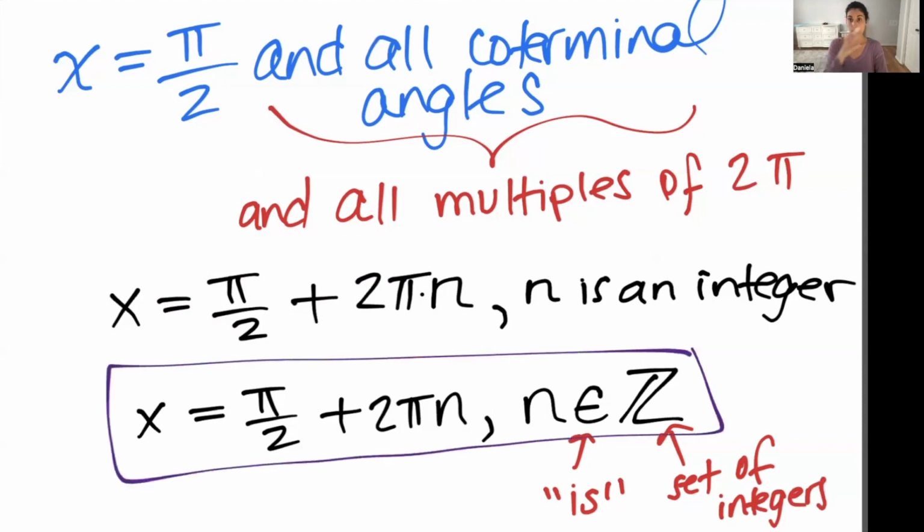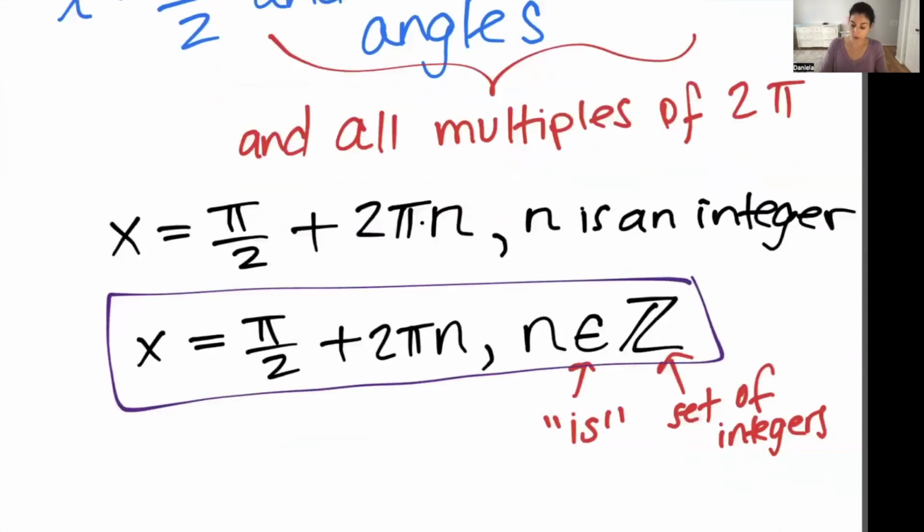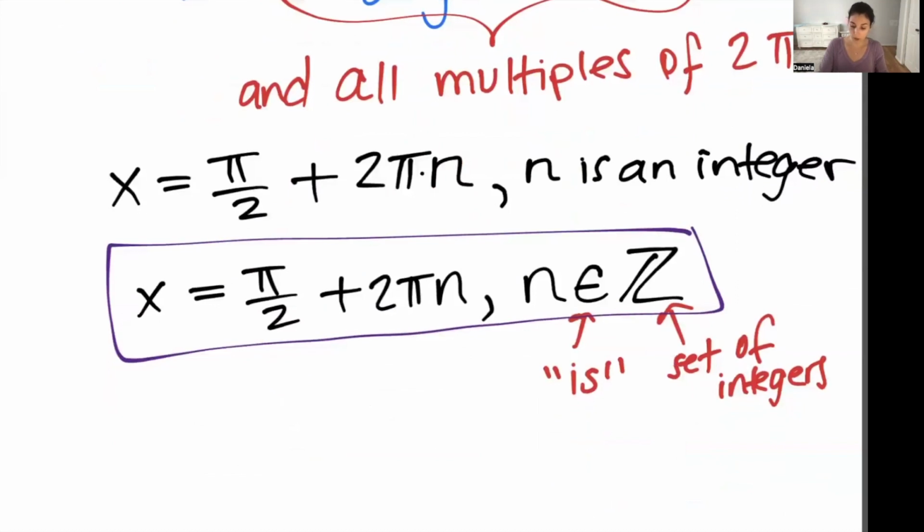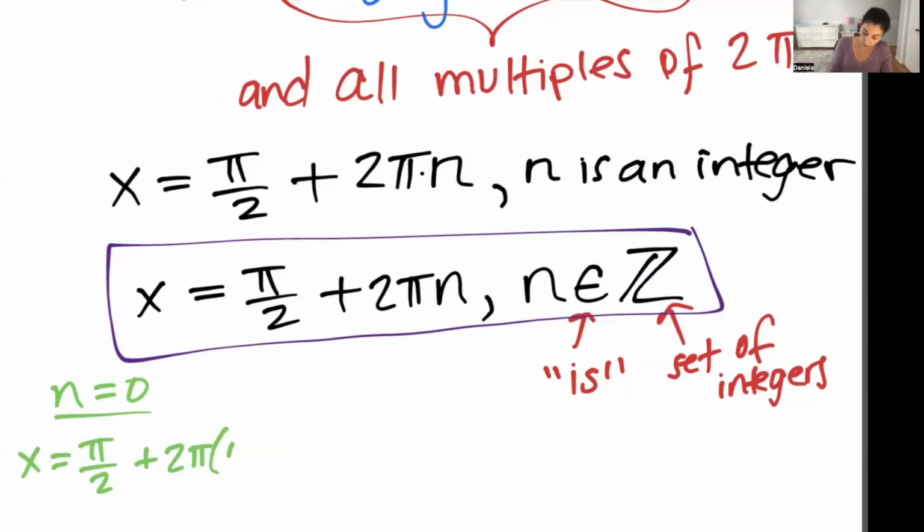Okay, so the correct answer would be all of this. This is saying pi over 2 and all the coterminal angles, or all multiples of 2 pi. So if we were to do a check, and I'm not going to do all of them, if you're still not convinced, again, n is an integer. So let's start with n equals 0, right? So that is pi over 2 plus 2 pi times 0. Well, what's anything times 0? 0. So when n equals 0, the answer is pi over 2.